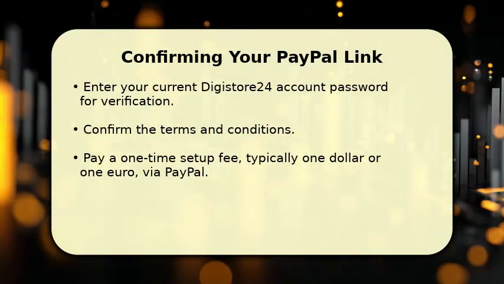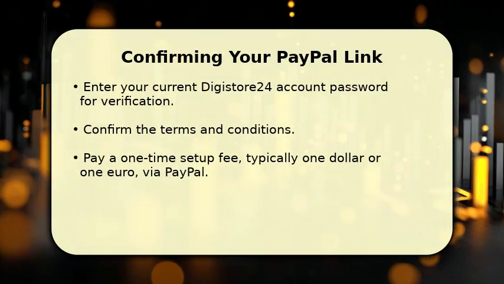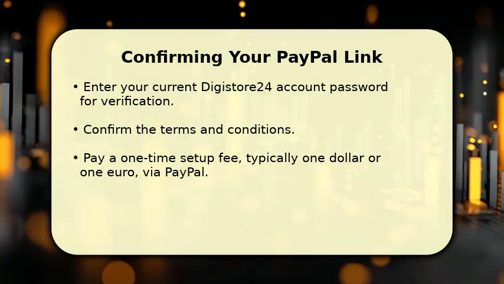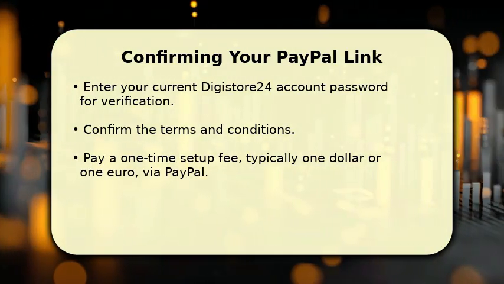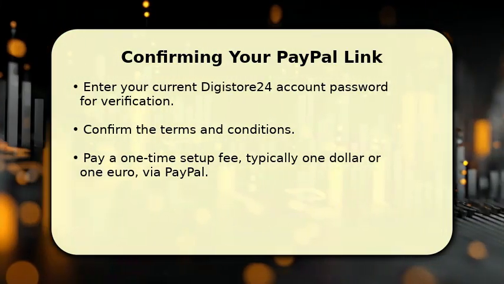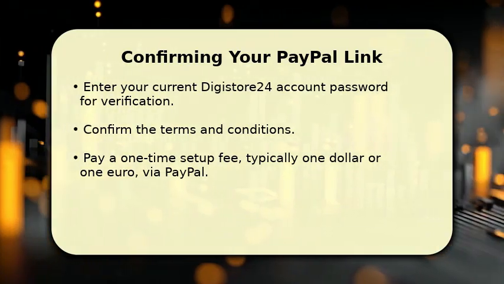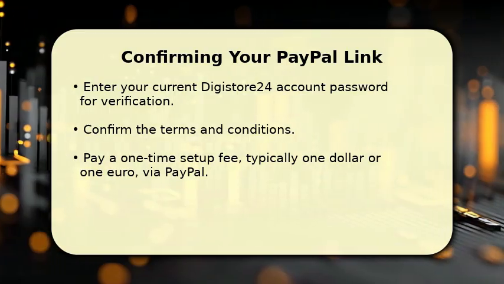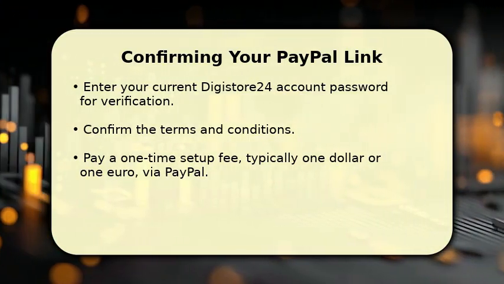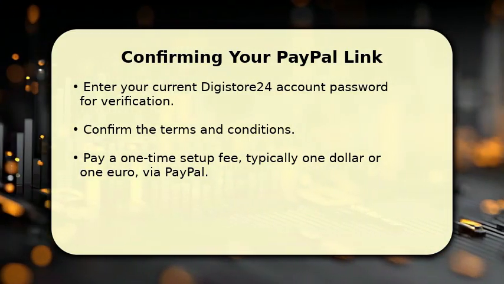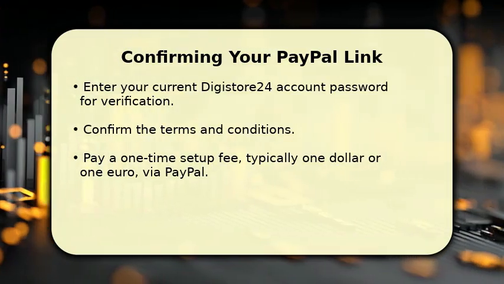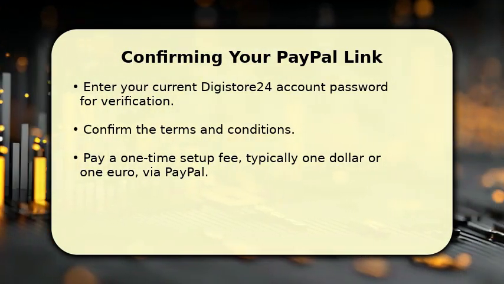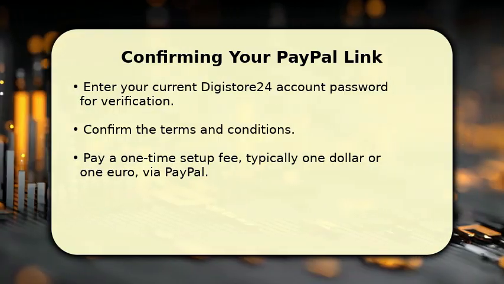To verify your request, you will need to enter your current DigiStore24 account password. This step ensures the security of your account. After entering your password, you'll be prompted to confirm the terms and conditions. Finally, a small one-time setup fee, usually around $1 or €1, will be charged to connect your PayPal account. Complete this payment through PayPal to finalize the linking process.